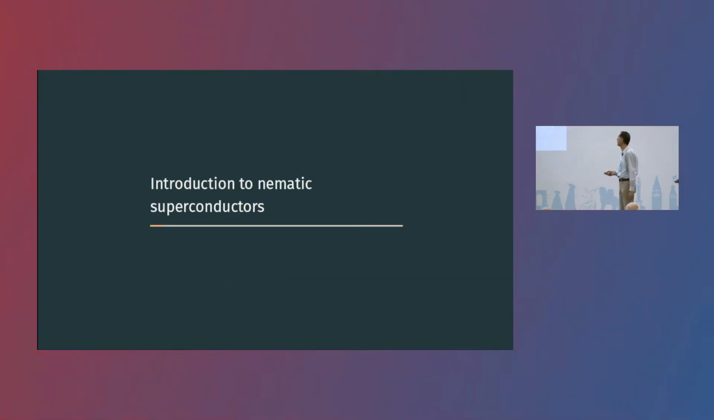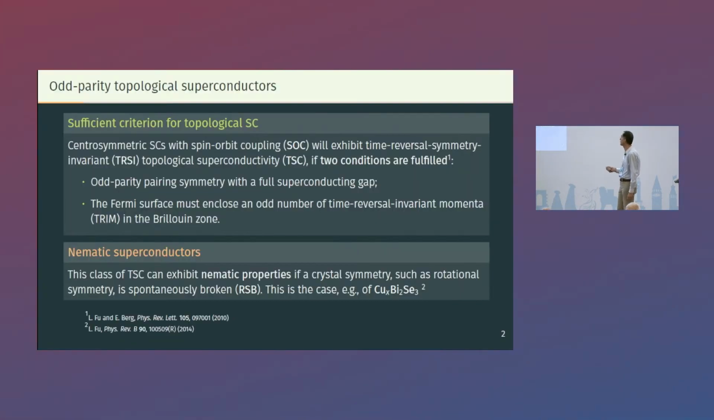Now, first, a very quick introduction. I start with this slide. It's not very nice, no pictures, but it's important. More than 10 years ago, Fu and Berg came up with a criterion for what we should call a topological superconductor. They came up with two main things. One is odd parity pairing symmetry with a full superconducting gap. Both of these are very important.